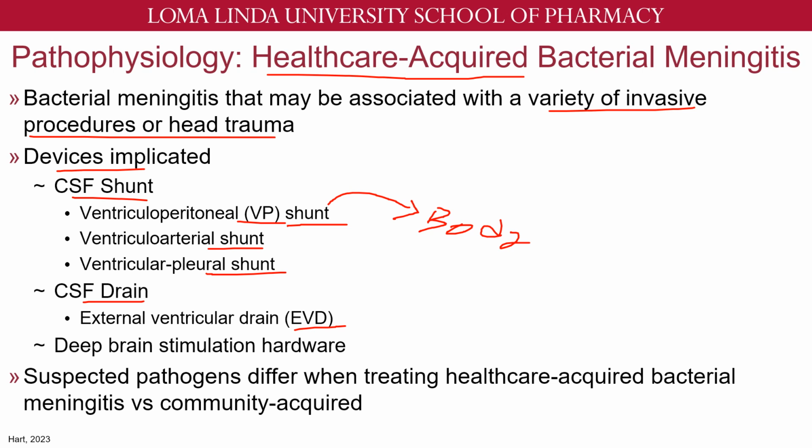Whereas a drain will drain the CSF outside of the body. And so the suspected pathogens will differ when treating healthcare acquired bacterial meningitis versus community acquired meningitis. We'll look at what we need to empirically be treating a little bit later when we jump into the treatment recommendations.